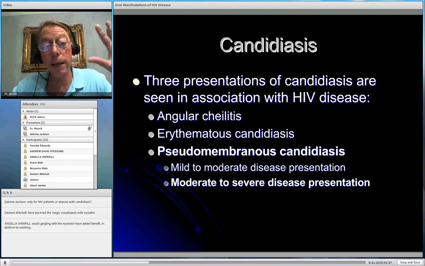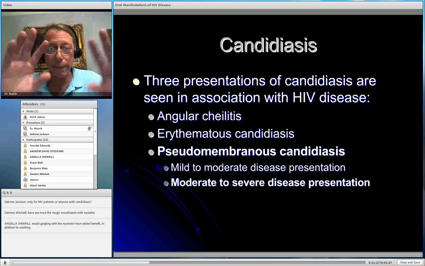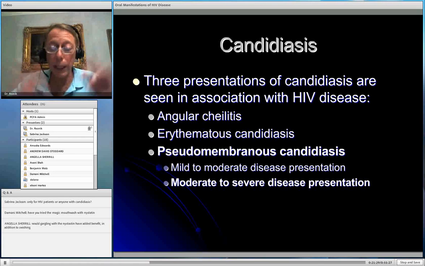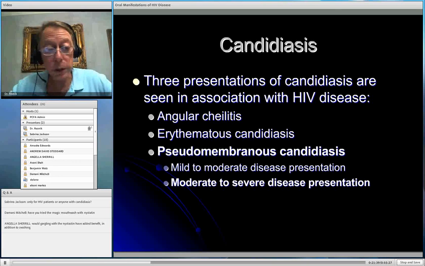The problem with clotrimazole is it's 5 times a day for that 2-week period. Getting people to actually do something 5 times a day for 2 whole weeks is a real challenge in today's society. The question that popped in here: would gargling with nystatin have added benefit in addition to swishing? It couldn't hurt, because you're not swallowing it.